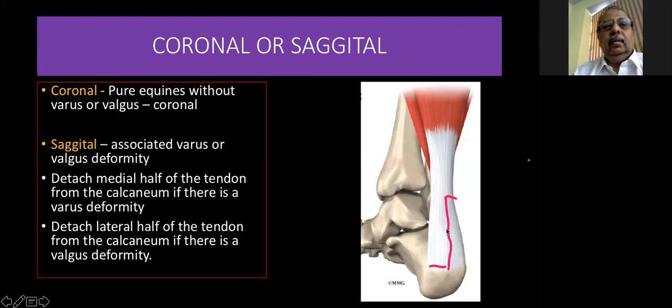Because tendo-Achilles is considered to be the most powerful inverter of the foot. It is more powerful because of its attachment, being more attached to the medial aspect. Therefore, it is more powerful than tibialis posterior for inverting the foot. To remove this inverter power, you do a Z osteotomy. You cut the distal part medially. Suppose there is an equinovalgus, then you do it in the opposite manner.